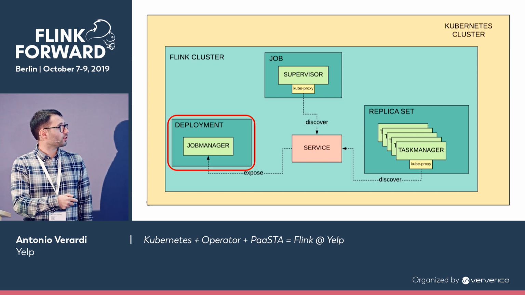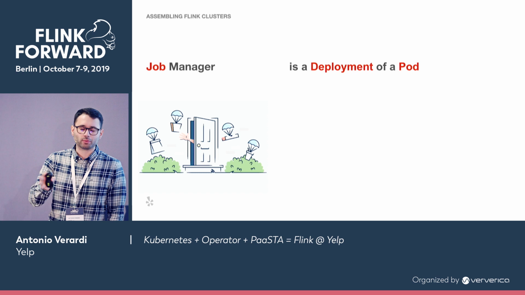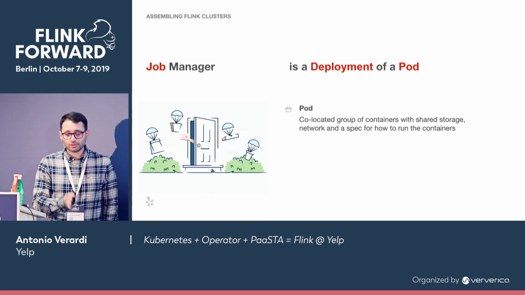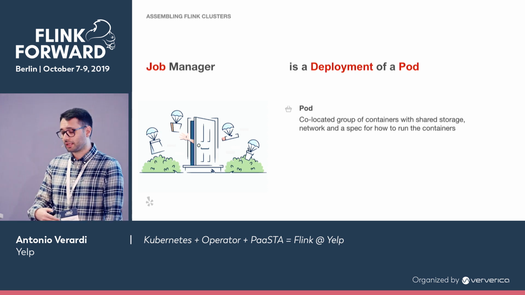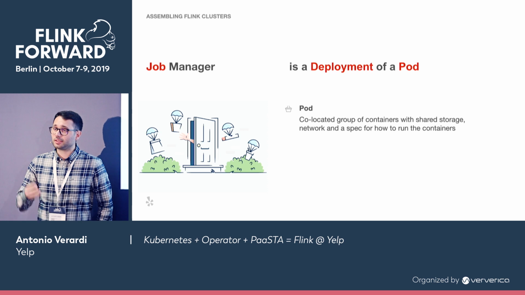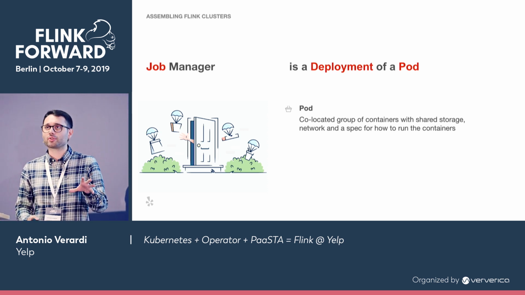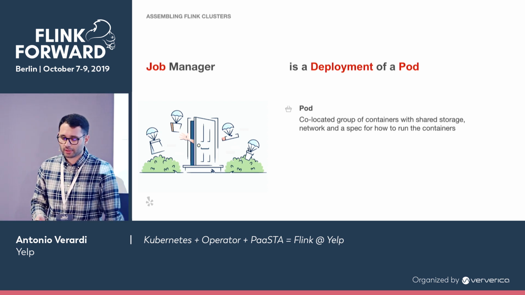So the way we deploy the job manager is a deployment of a pod. Actually, it's a replica set of number one, but it doesn't matter. So a pod is a collocated group of containers with shared storage, network, and spec. And they're basically the scheduling unit of Kubernetes. The pods are basically what virtual instances are nowadays on AWS.